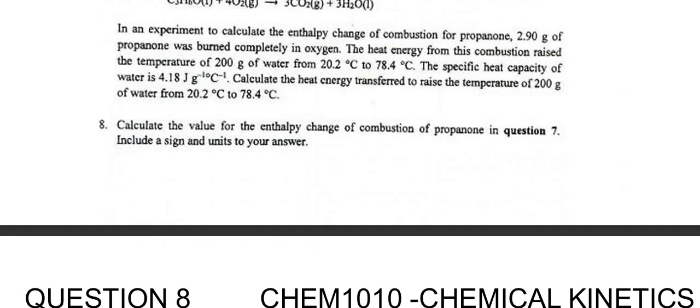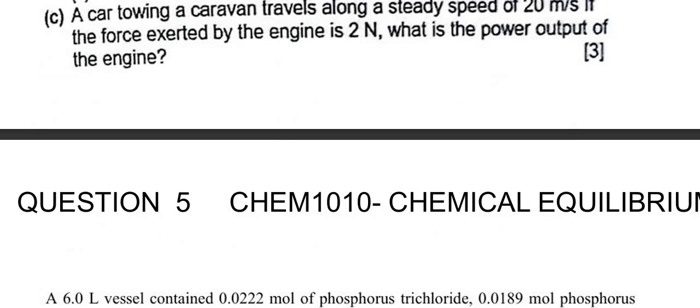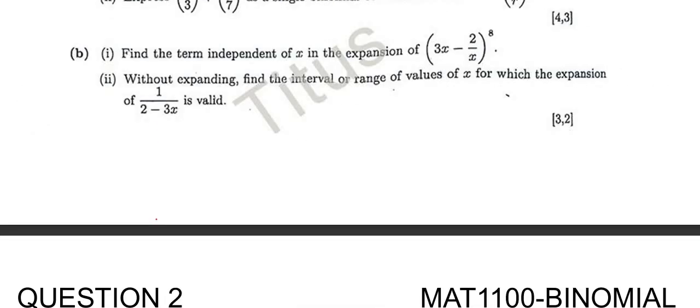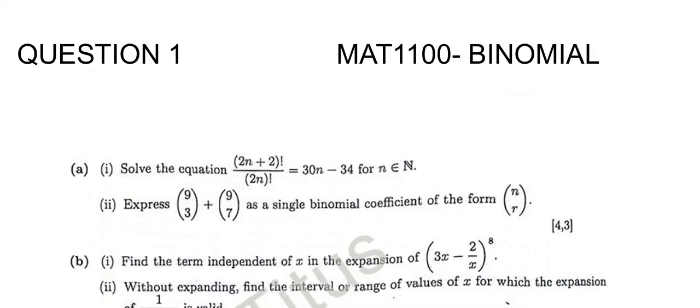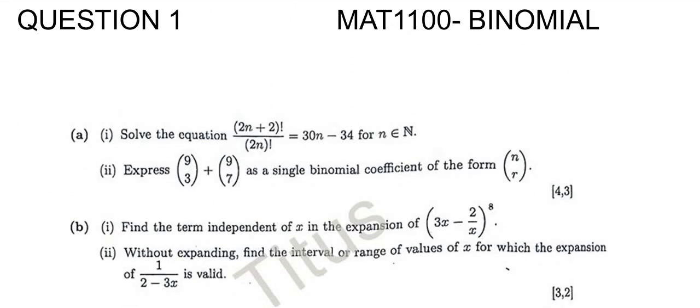Then chemistry, we have chemical equilibrium. Then we have thermochemistry, and we have kinetics at the end. Yeah, so this is the paper that we're simply going to be discussing in this video. So we'll start with question 1, which is a question from binomial. In as much as the course code says Math 1100, this is still going to be the same coverage when you learn binomial in 1120. So we start with question 1.